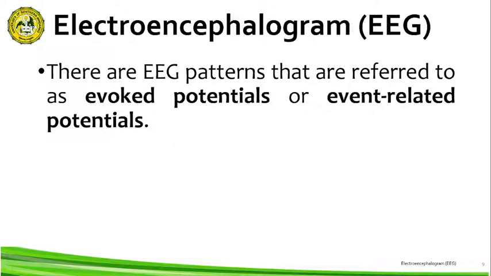With the electroencephalogram or EEG, there are EEG patterns that are referred to as evoked potentials or event-related potentials. So what are evoked potentials or event-related potentials? When EEG patterns over brief periods, such as a half second, are recorded in response to specific stimuli, such as an individual viewing an emotional picture, those patterns are referred to as evoked potentials or event-related potentials. Clinicians can compare an individual's response to the standard response of healthy individuals.